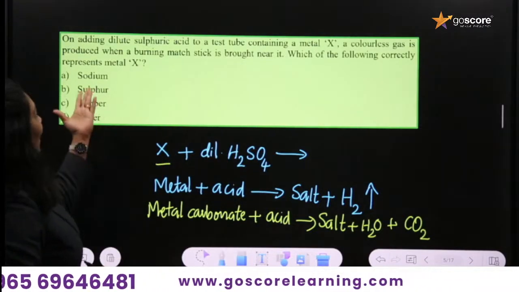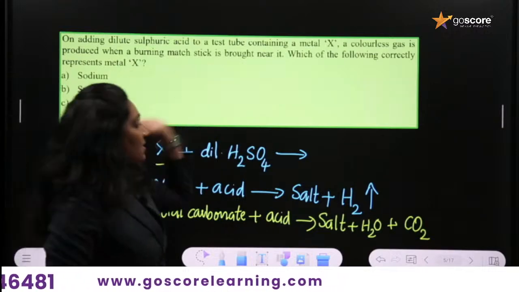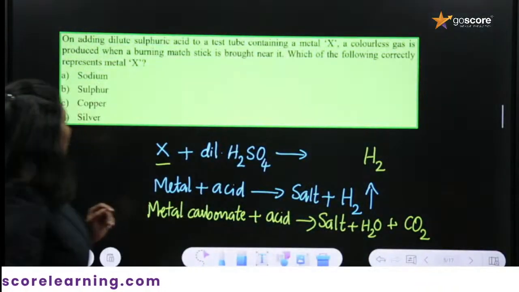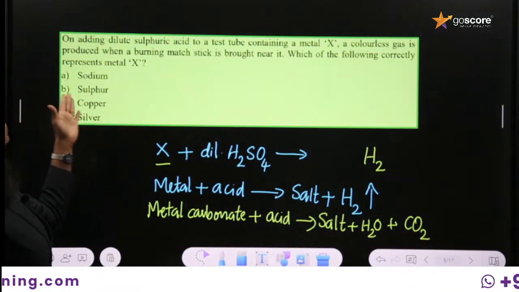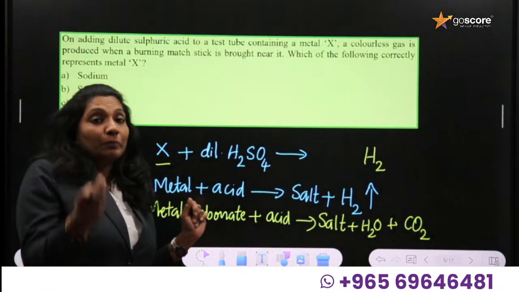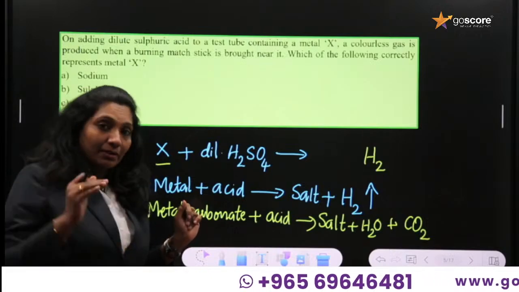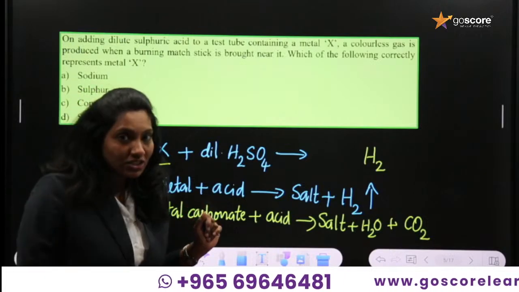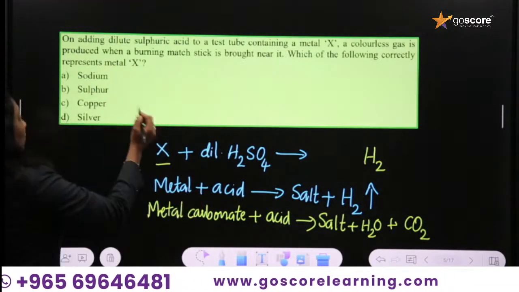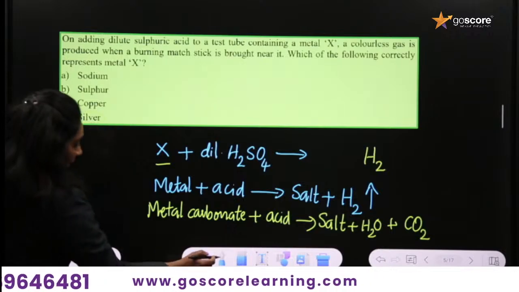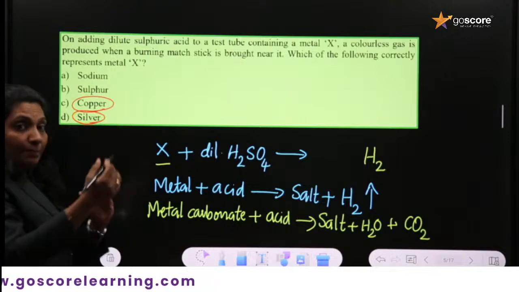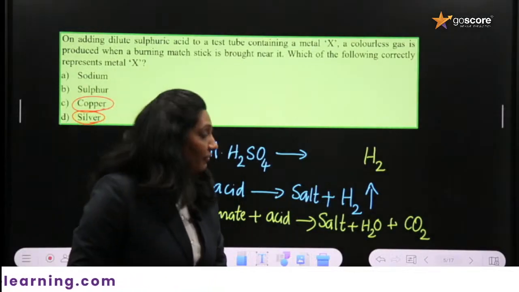A colorless gas evolved produces a pop sound when a burning matchstick is brought near it. So here the gas produced is nothing but hydrogen gas. Okay. So which of the following correctly represents metal X? In order to produce hydrogen gas, the metal should be above hydrogen in the reactivity series, right? So among the given options, we know clearly that the silver metal and copper metal come below hydrogen in the reactivity series, right?